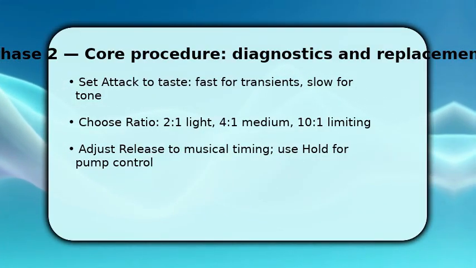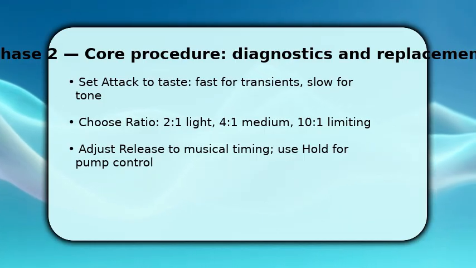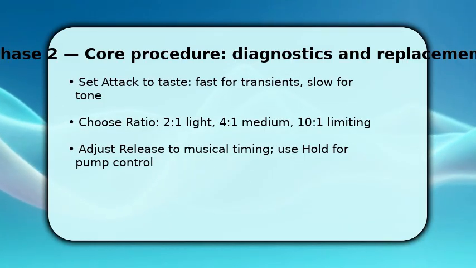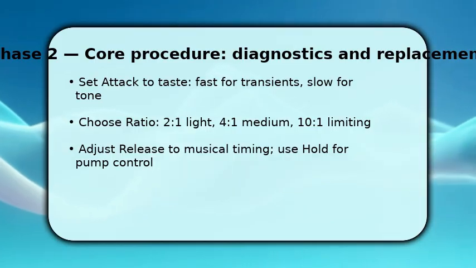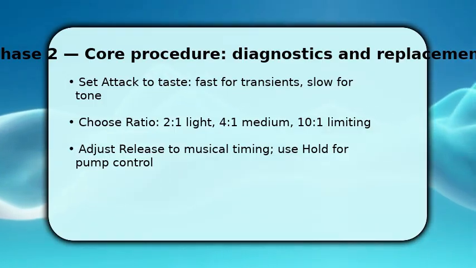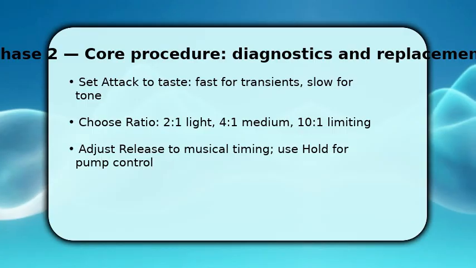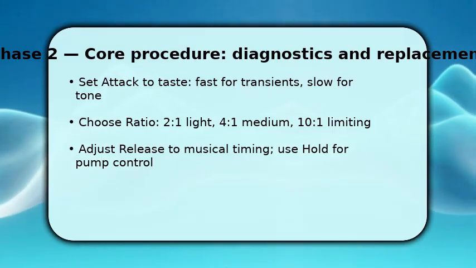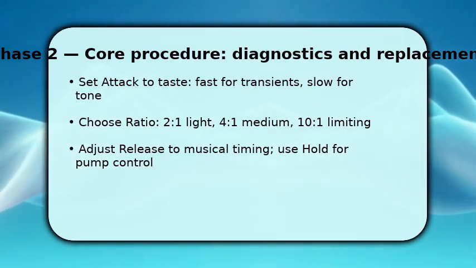Choose a ratio, 2:1 for subtle control, 4:1 for noticeable leveling, and higher for peak limiting because ratio dictates compression intensity. Then set release to sit with the tempo, shorter for tightness, longer for smoothness. Once set, engage the listen or sidechain view to observe detection, and make incremental tweaks while the loop plays.